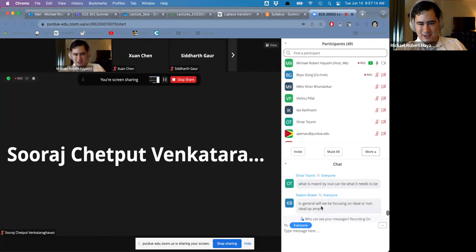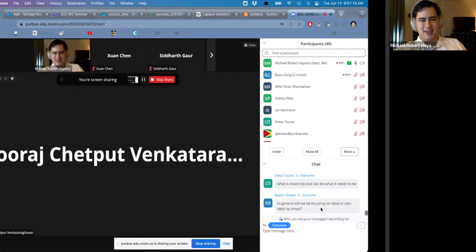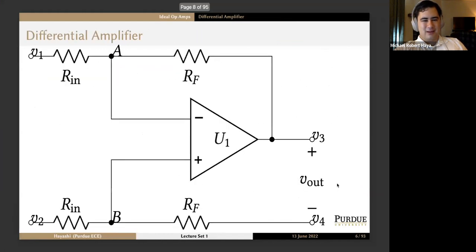All right, let me check comments. What is meant by Iout can be what it needs to be? Basically, what I'm trying to say is when you're solving for conditions, don't try to write a node equation for the output. That's usually treated as a known potential, or a potential you're solving for. But if you try to write an equation here where you're trying to figure out the current coming out of the op amp, you won't be able to determine it. Therefore, you're not going to get a very useful KCL equation there.